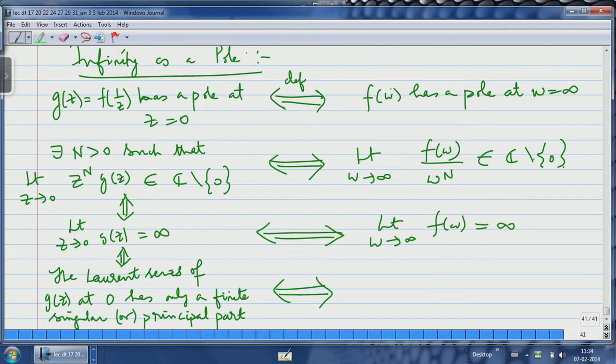Okay, so this is the point that you have to notice. To neutralize a pole at a finite point z naught in the complex plane, you have to multiply by a sufficiently high power of z minus z naught. In fact, it is a particular power of z minus z naught, and that is the order of the pole at z naught.